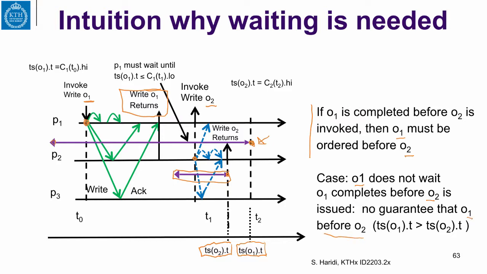So here we have seen an example where, in fact, the timestamp of the first operation O1 is greater than the timestamp of the second operation. So this gives an intuition why we need to wait. And of course, if these intervals are small, then the processor might not wait at all. So the better the accuracy of the interval clock, the better the algorithm will perform.